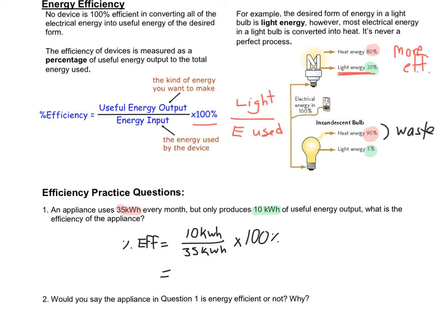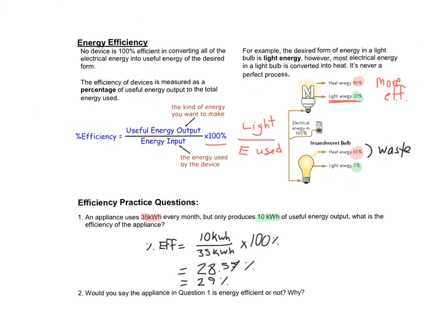So 10 divided by 35 is equal to 0.28. If we multiply it by 100, we get 28.57%. And if we round that, we will get 29% efficiency. So that's energy efficiency.